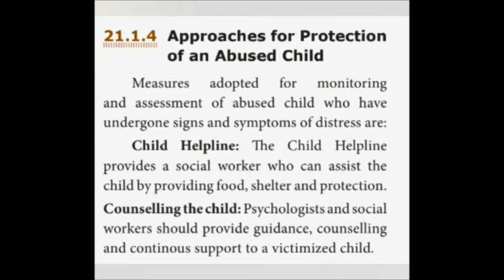Approaches for protection of an abused child. Child Helpline. The Child Helpline provides a social worker who can assist the child by providing food, shelter, and protection. Next approach, counseling the child. Psychologists and social workers should provide guidance, counseling, and continuous support to a victimized child.